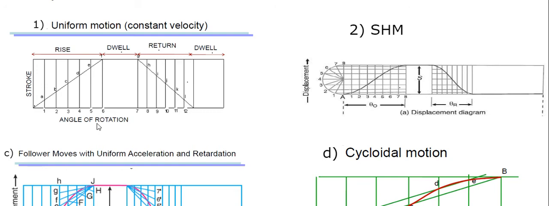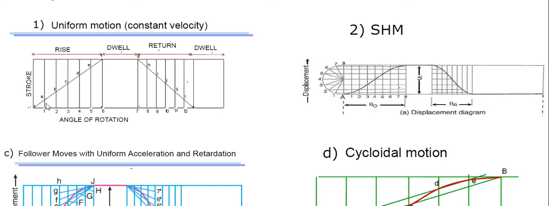So these angular positions will be given to you. You should be able to scale that and draw this diagram. Uniform motion or velocity is the easiest to draw because once you know the angular position of rise, dwell, and return, you can just divide this into 6 or 5, whichever; normally it is done as 6. So divide this into 6, then draw a diagonal.